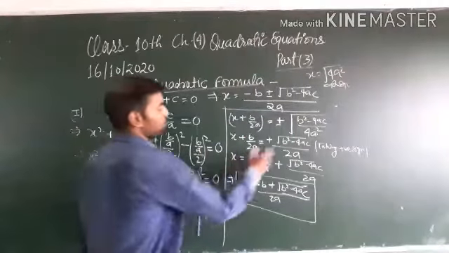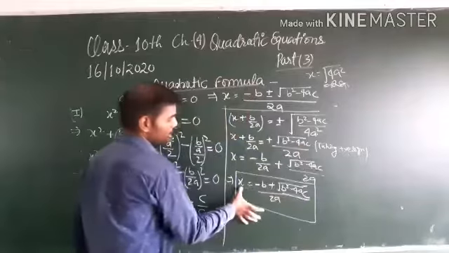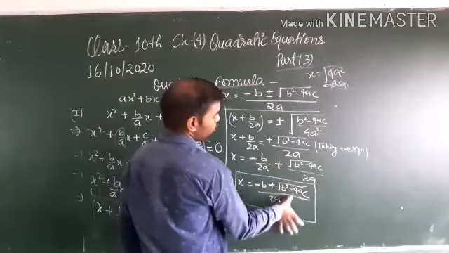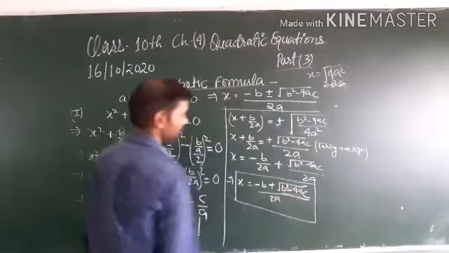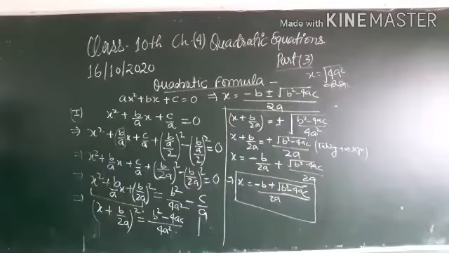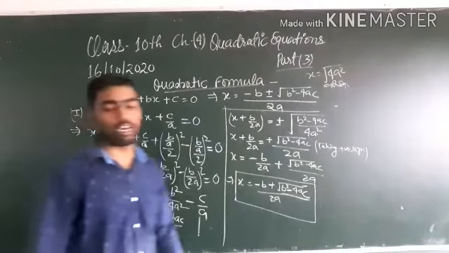Now taking positive sign we get the value x is equal to minus b plus square root of b square minus 4ac upon 2a. So further proceed, please pause the video and note it down. This is the derivation of the quadratic formula.